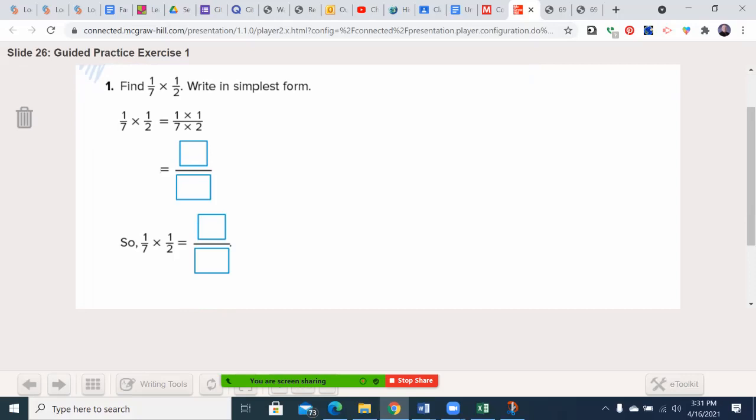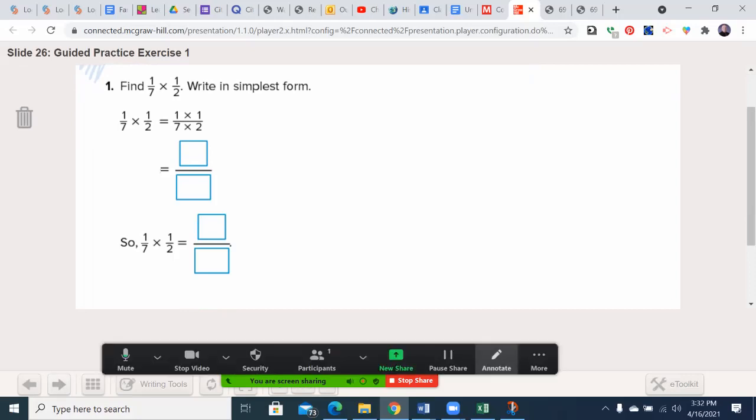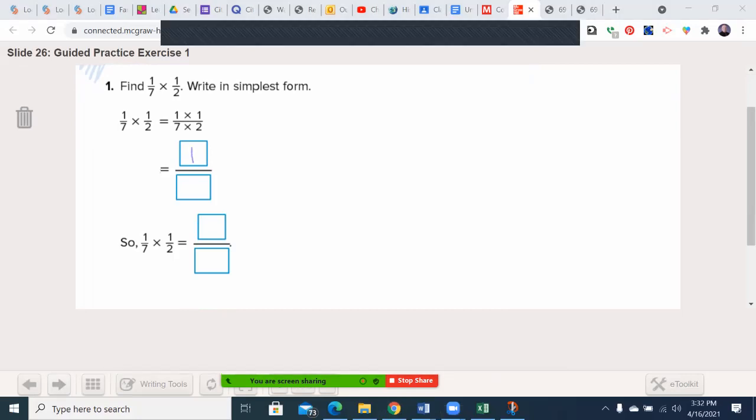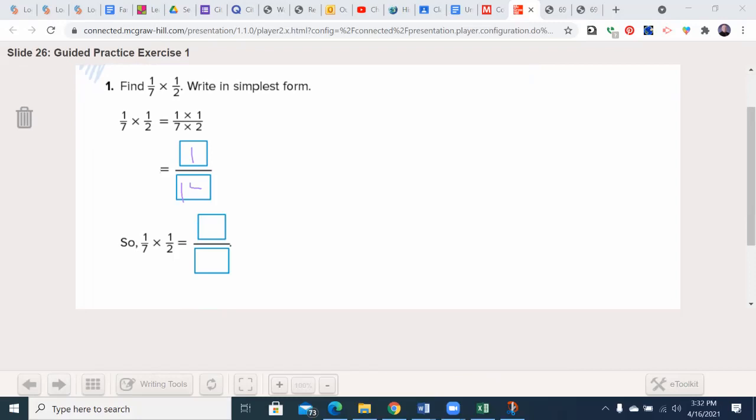Welcome back. We had 1/7 times a half. 1 and 1 is 1. 7 and 2 is 14. And there's nothing you can do to simplify 1/14. So that's your final answer. Again, multiply the numerators, multiply the denominators, simplify them. So I'm going to go ahead and clear it.